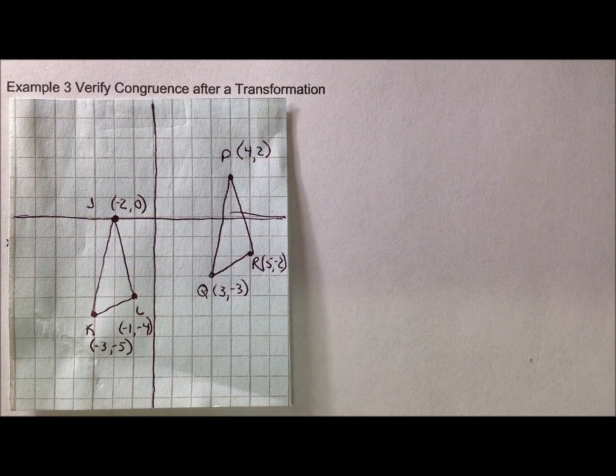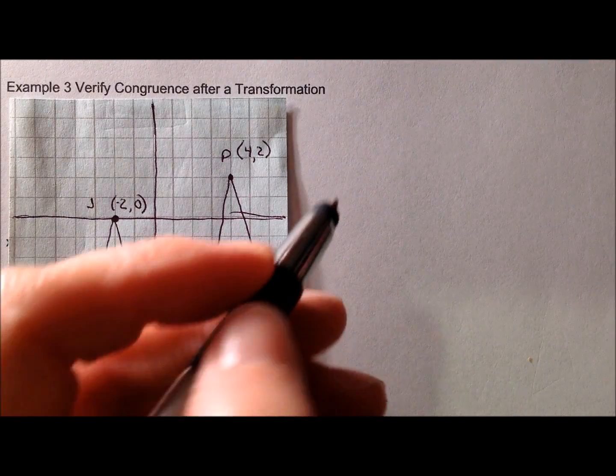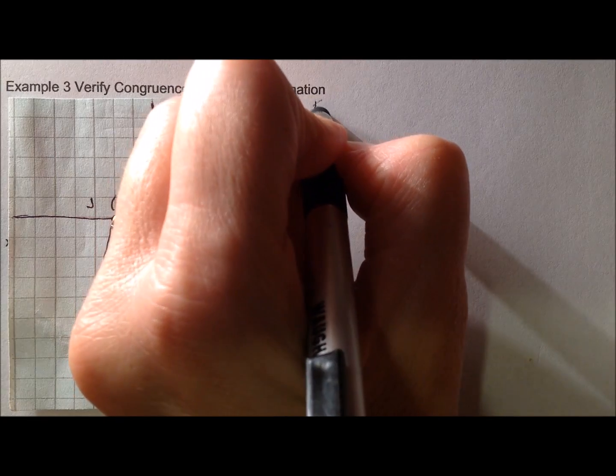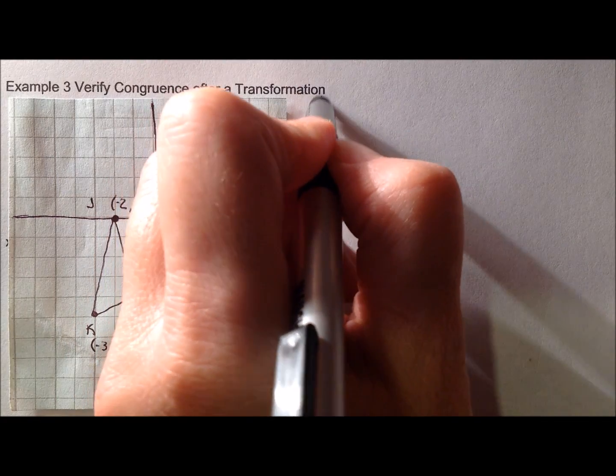And in order to prove their congruency, what we can do is determine the lengths of the sides. And it should be that we have 3 sets of sides that are congruent. So maybe KL is congruent to QR, and LJ is congruent to RP, and PQ is congruent to JK. And how we could do that is using the distance formula. So let's start off with finding the length of segment KL.